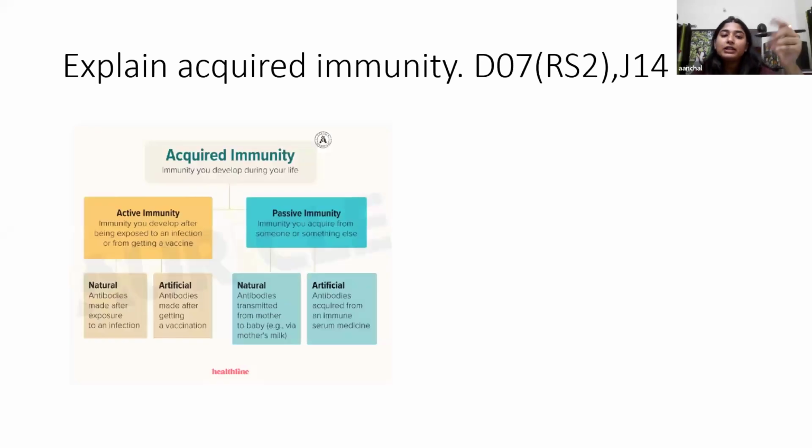So let's start with today's class. The first topic we have is acquired immunity. Before knowing about acquired immunity, we should first know what immunity is. Immunity is defined as the capacity of the body to resist pathogenic agents. Immunity is the ability or capacity of the body to resist pathogenic agents.